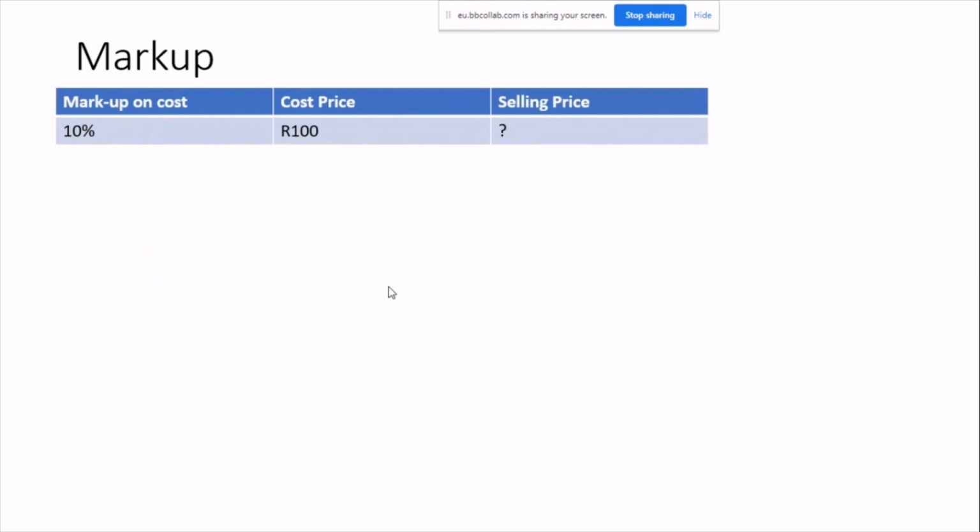Now, let's look at this activity. Markup on cost is at 10%. We are given the cost price, which is 100 Rand. Now we have to calculate our selling price. Remember, markup on cost means our cost price is 100%. So when we go back to our formula, CP plus P equals SP. CP is always 100% because we are dealing with markup on cost, plus our P, or our markup, which is 10%, and our selling price then would be 110%.